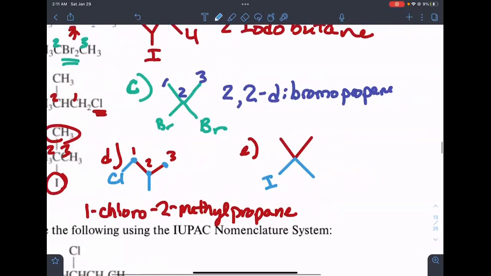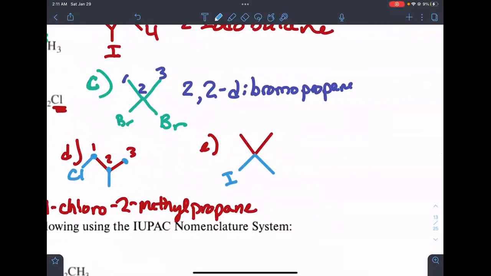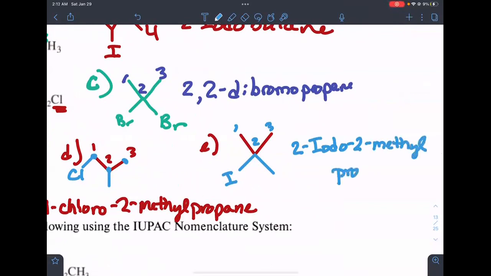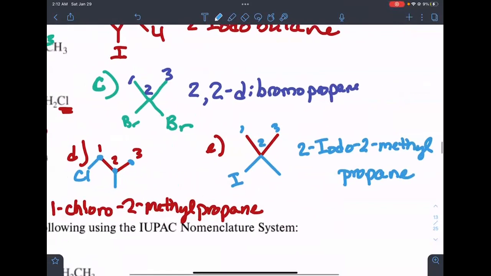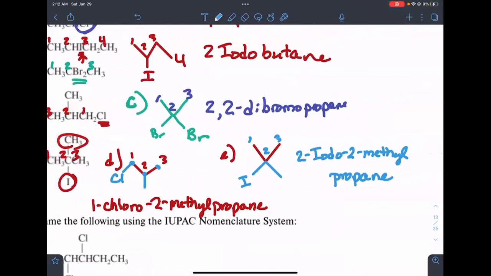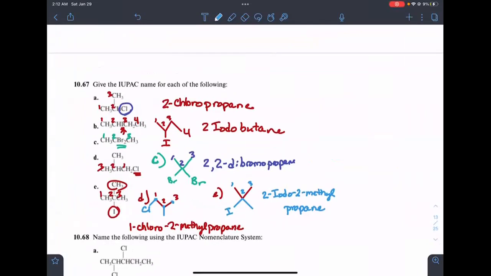So now we have to name it, right? So if we're going to name it, this is 1, 2, 3. On the second carbon, you got to think, are you going to do iodo or methyl first? Iodo is going to come first. So 2-iodo, then 2-methyl, and then propane. That should all be 1, but running out of room. Okay. All right. I think that's pretty good for now.